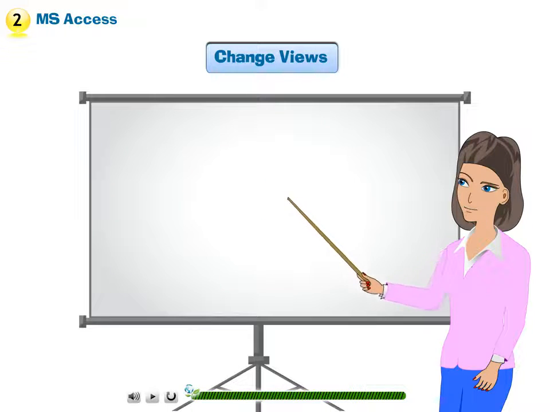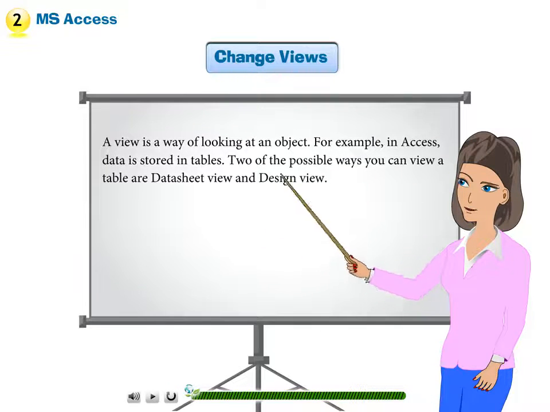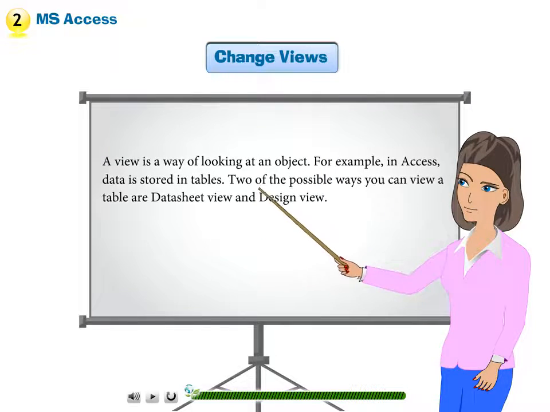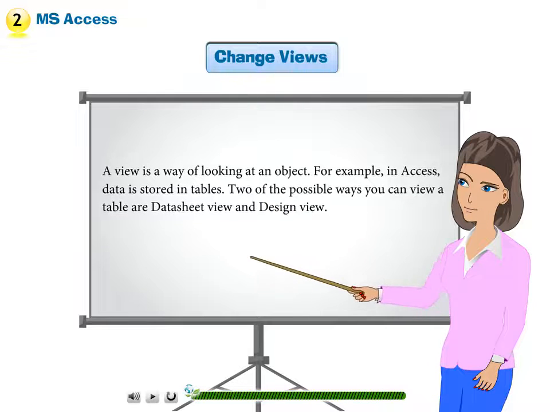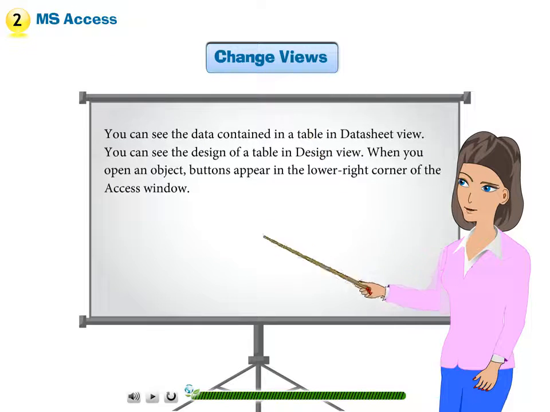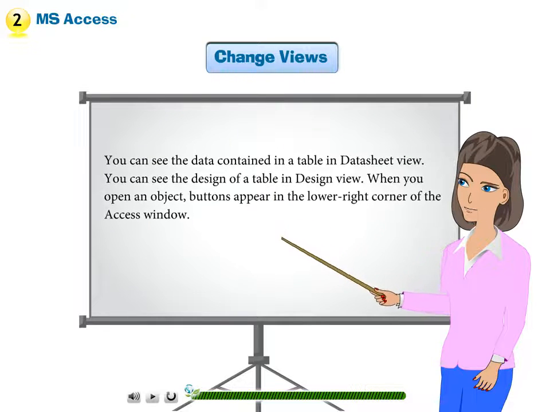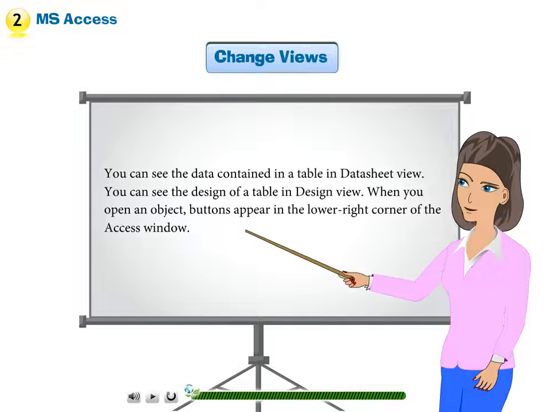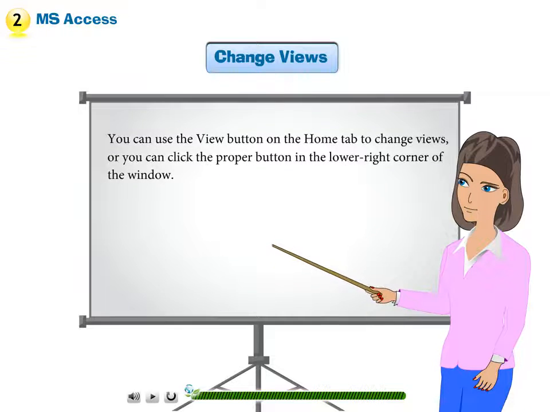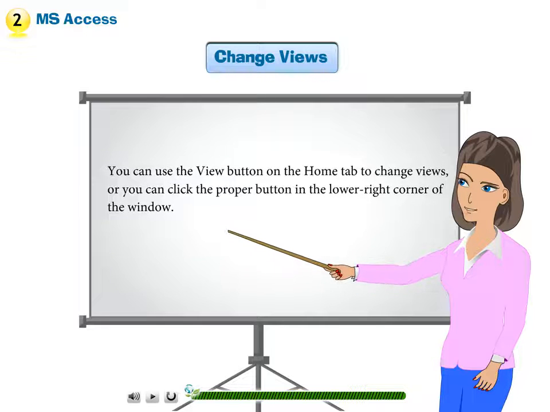Change views. A view is a way of looking at an object. For example, in Access, data is stored in tables. Two of the possible ways you can view a table are Datasheet view and Design view. You can see the data contained in a table in Datasheet view. You can see the design of a table in Design view. When you open an object, buttons appear in the lower right corner of the Access window. You can use the View button on the Home tab to change views, or you can click the proper button in the lower right corner of the window.